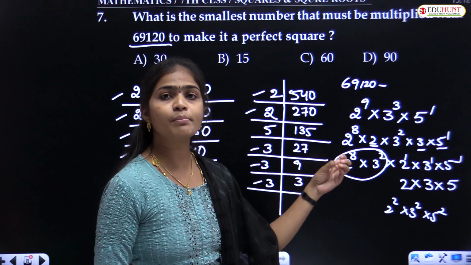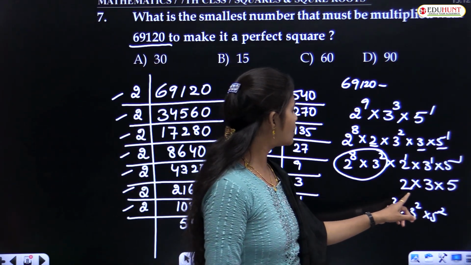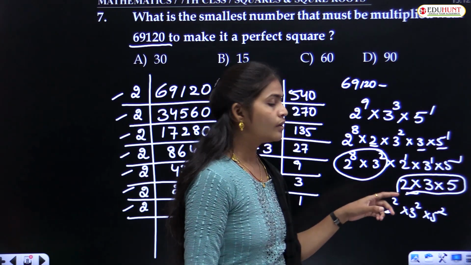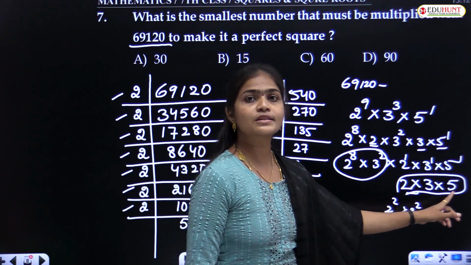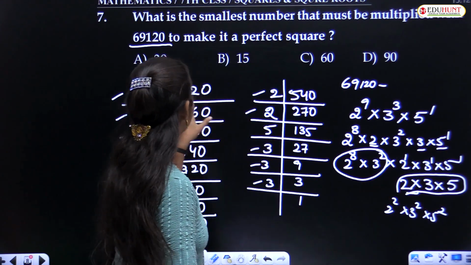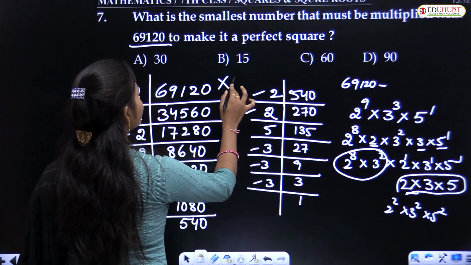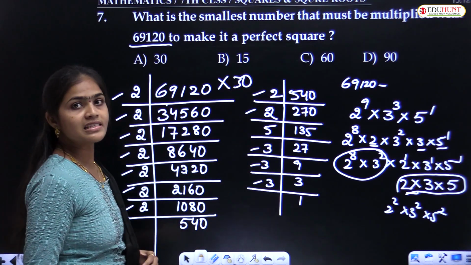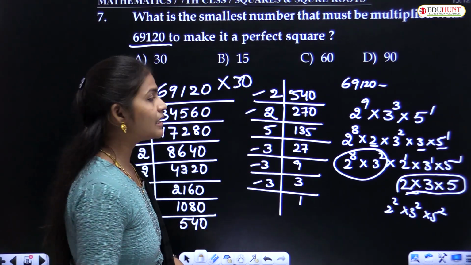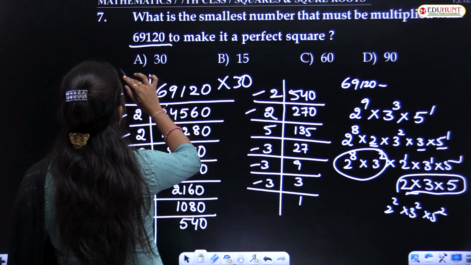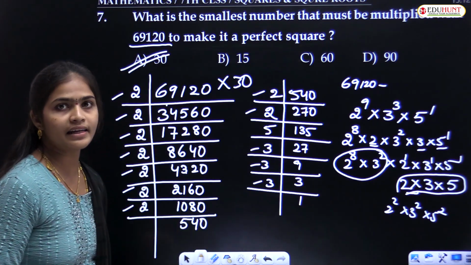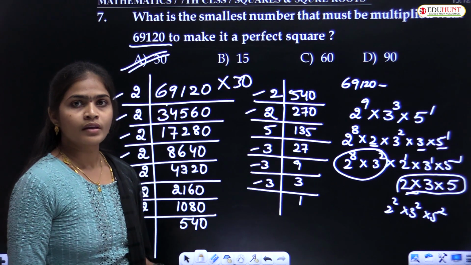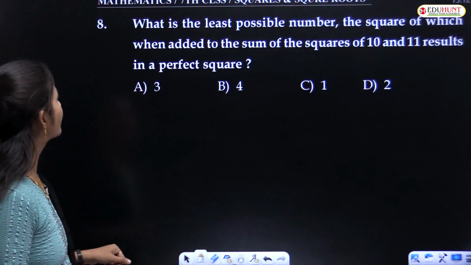Okay, so by which number are we multiplying now? That is 2 into 3 into 5. Okay, so 2 3s are 6, 6 5s are 30. So the given number should be multiplied by 30, then you will get a perfect square. Is it clear? So which option is correct? Yes, option A is the correct one. Is it clear? Okay, next the 8th one.